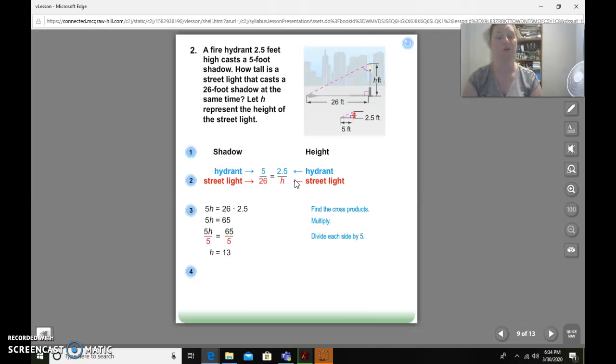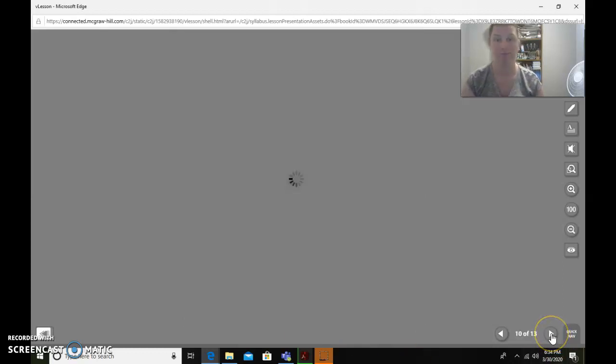5h equals 65. You divide both sides by 5 to get that h all by its lonesome, and your h is equal to 13. All of this is feet, so it's 13 feet. The street light is 13 feet tall. All right. Again, feel free to pause if you need to. It's a lot of information.